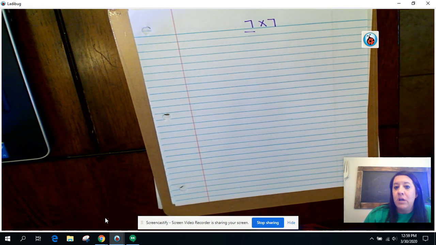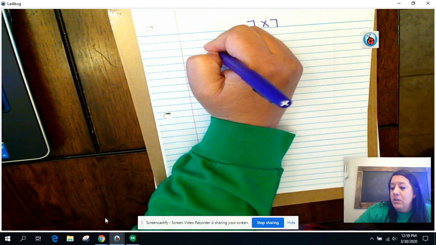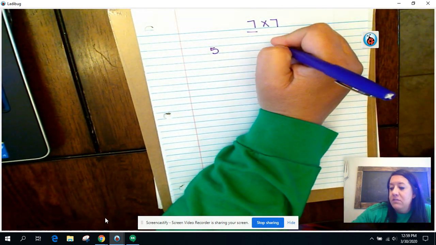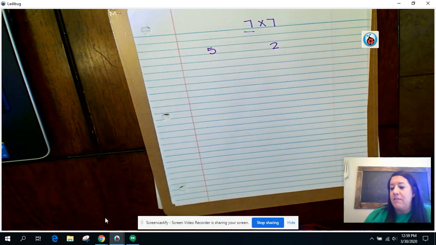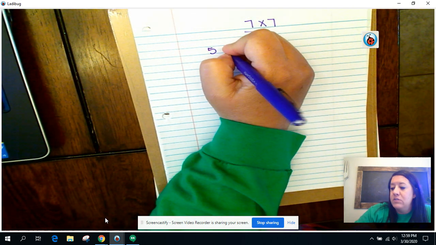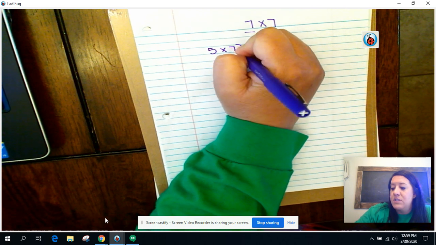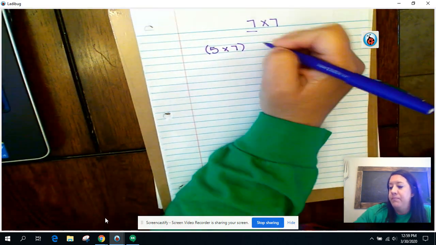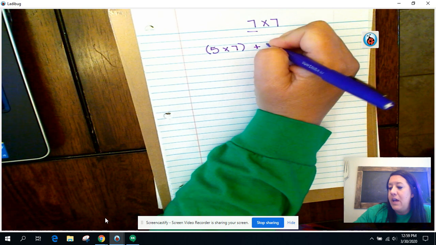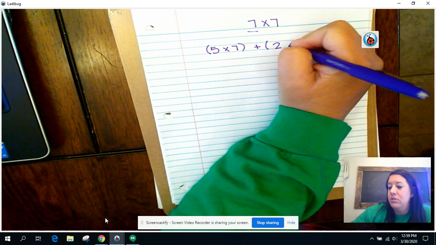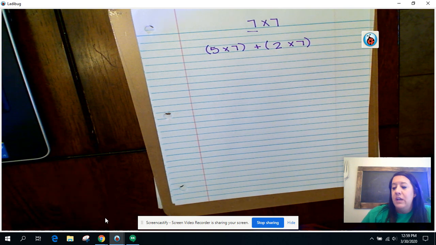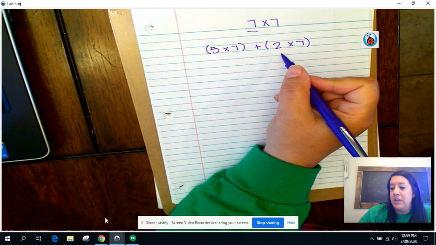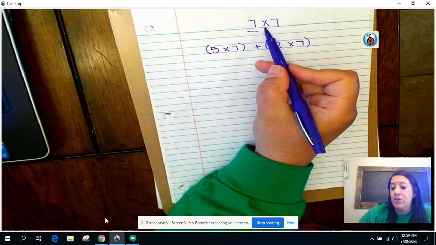So I could decompose the seven to a 5 and a 2, because I know that a 5 and 2 make 7. Then I could do five groups of 7 plus two groups of 7. And I could use this distributive property in order to solve seven groups of 7.